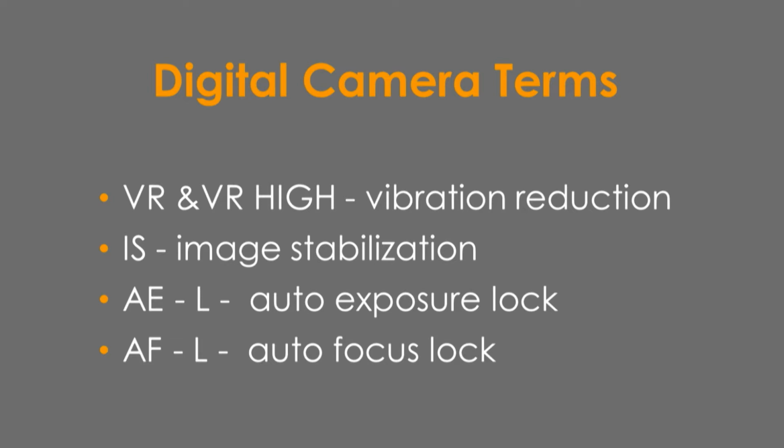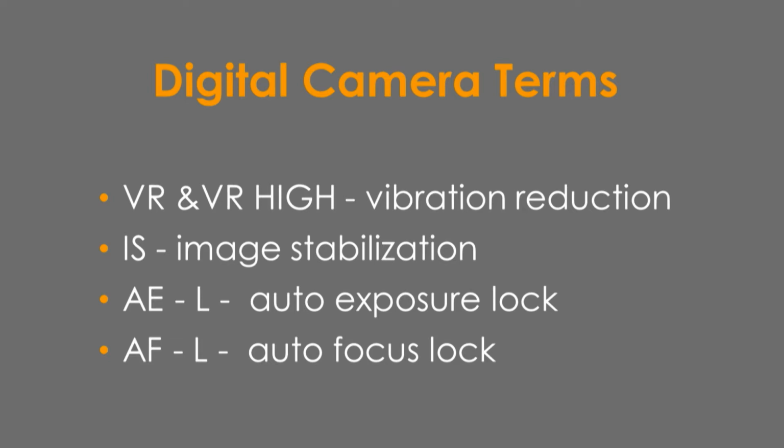There are elements in the camera which move in the opposite direction of where your shutter presses the button and correct that minor amount of shake that could happen. That is VR. VR high is when you are traveling in a vehicle. When you are traveling in a vehicle and you want to shoot something, then you put it on VR high. It compensates for the lateral movement also.